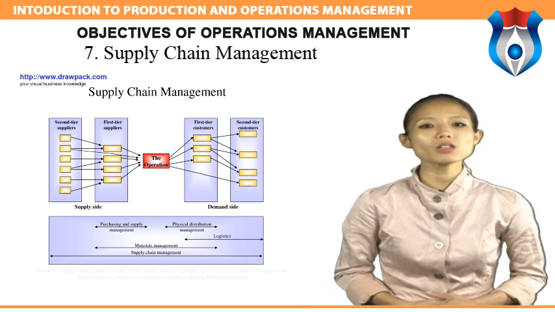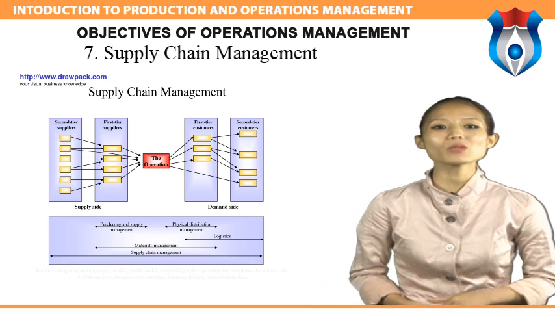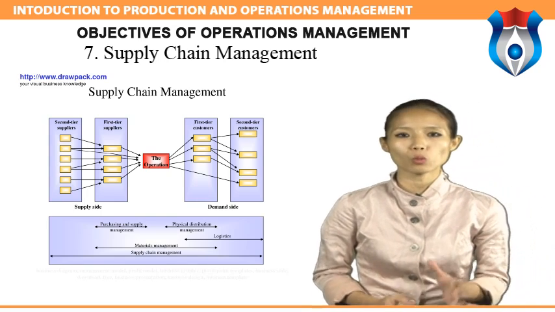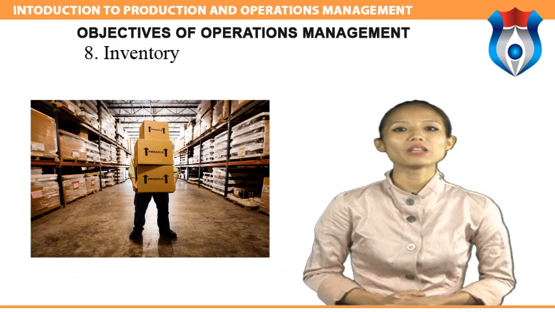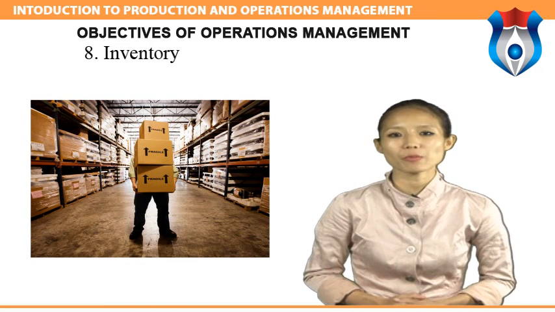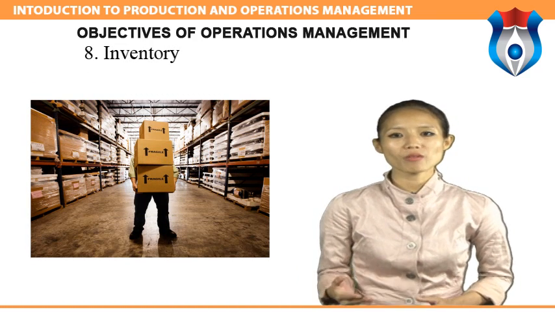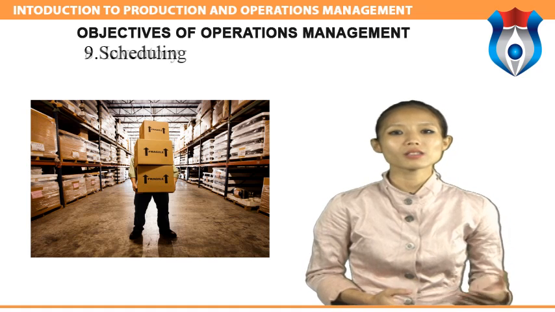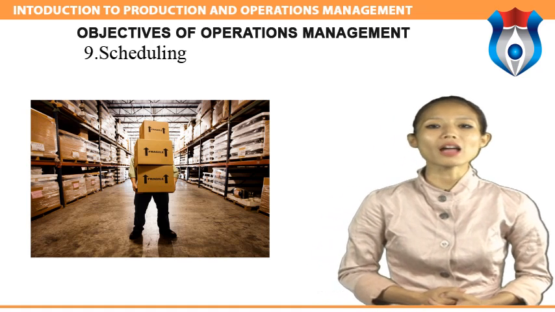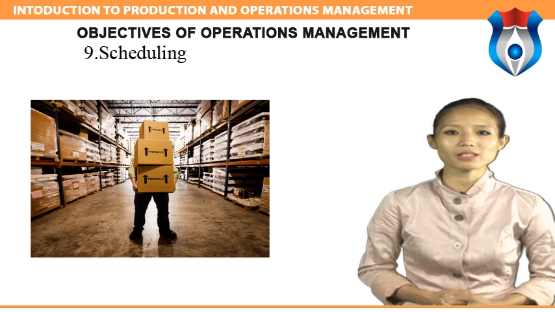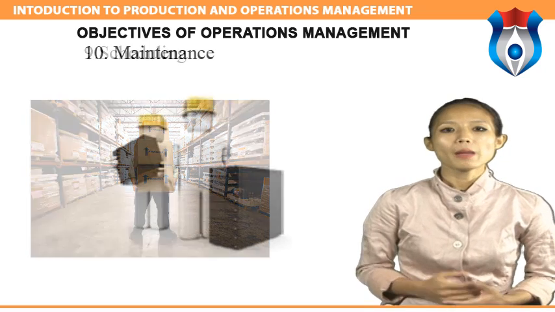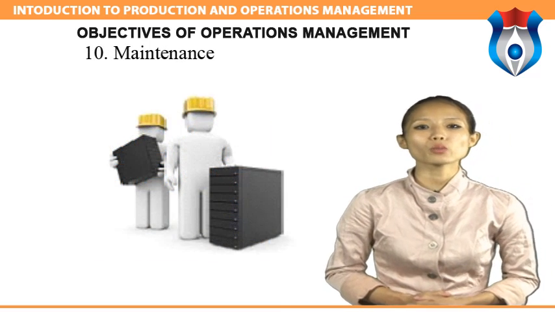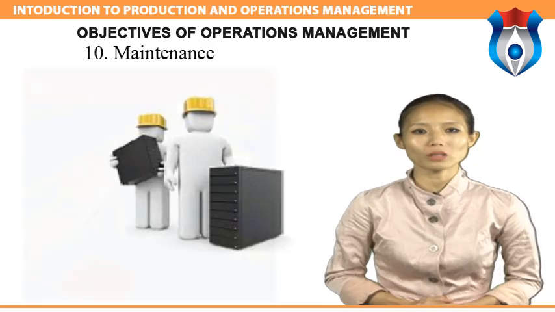Supply chain management. Supply chain management is influenced by site selection and product quality. Inventory. Inventory decisions are influenced by design processes and capacity, human resources and design layout. Scheduling. Scheduling decisions are influenced by the design process and capacity, layout and HR. Maintenance. Maintenance is associated with maintaining the quality.